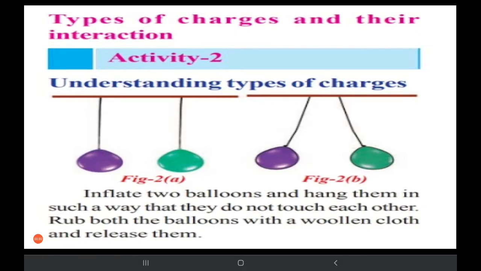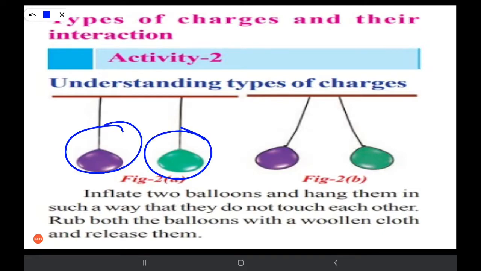So here, inflate two balloons and hang them in such a way that they do not touch each other. So here as you can see, take two balloons and hang them like this. So they do not touch each other. So now rub both the balloons with a woolen cloth and release them.